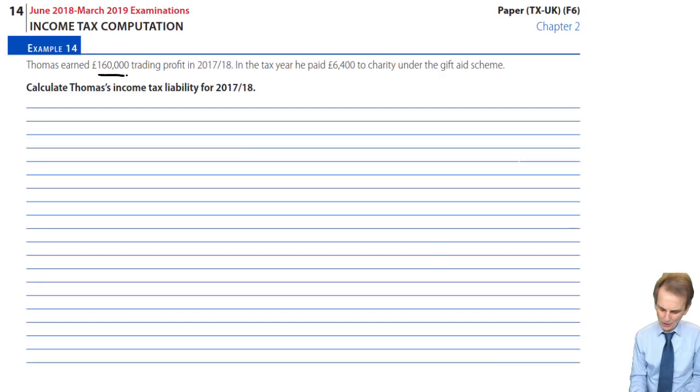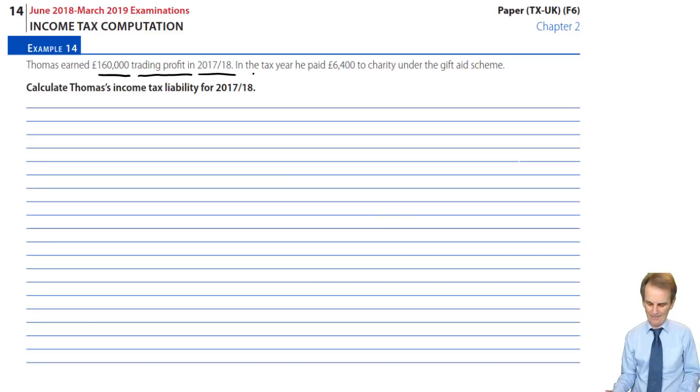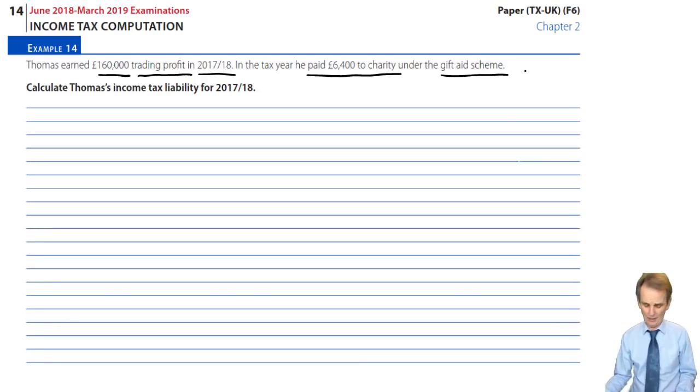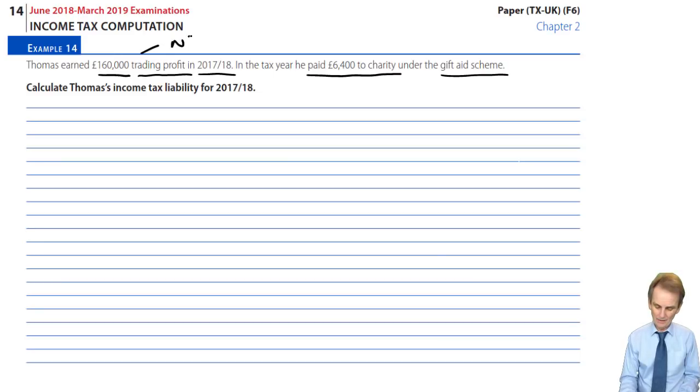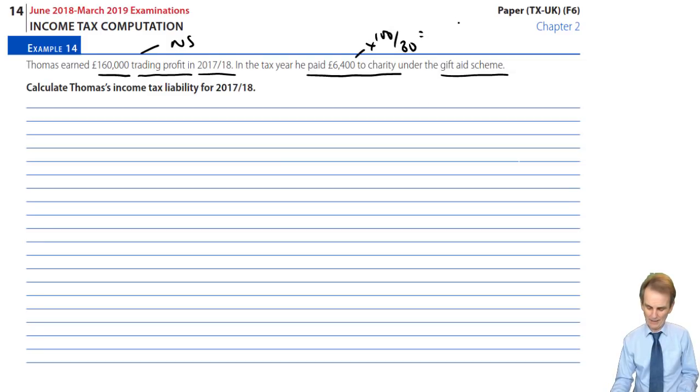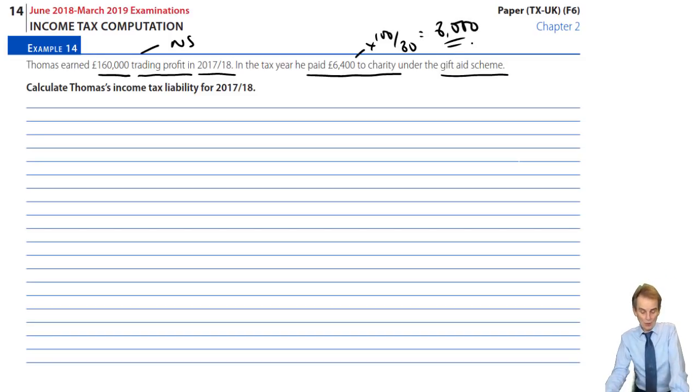Right, Thomas earned £160,000 of trading profit assessable in 17/18. In that tax year, he paid £6,400 to charity, again, of course, as it will be under the gift aid scheme. Trading profit is non-savings there. 6,400 is the amount paid times 100 over 80. That will be £8,000. What we know here is at £160,000, we are looking as if we are not just a higher rate, but an additional rate taxpayer.